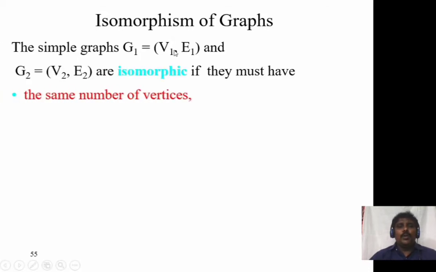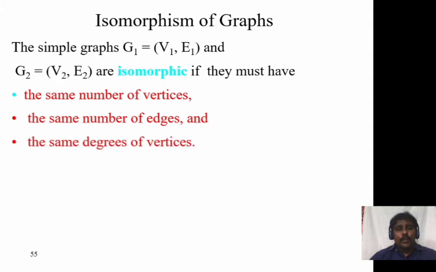Here the simple graphs G1 equal to (V1, E1) and G2 equal to (V2, E2) are isomorphic if, first, they have the same number of vertices. Next, they must have the same number of edges. Third, they must have the same degrees of vertices. Then we say that the two graphs are isomorphic.